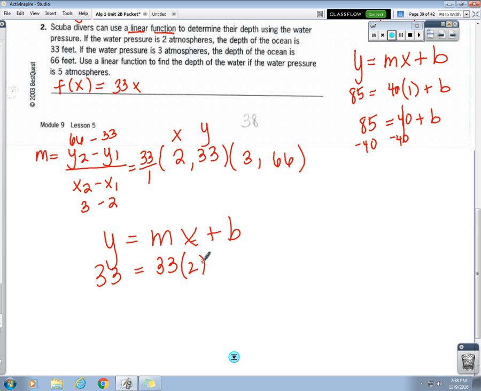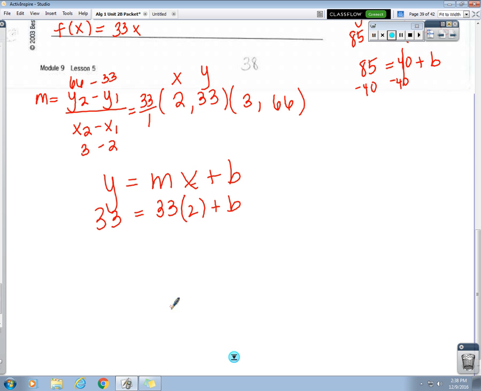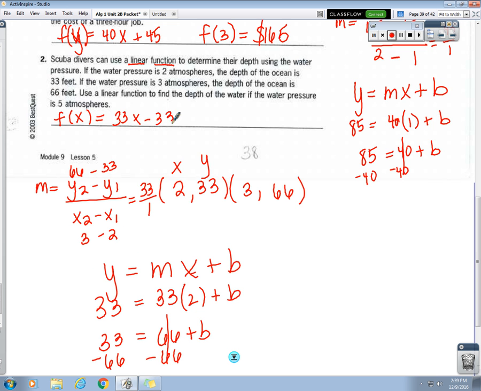So now you have every single letter plugged in except for b. And so what does this become? 33 equals 66 plus b. And now to solve for b, what do you do? Minus 66. And so b equals negative 33. So your b is negative 33.